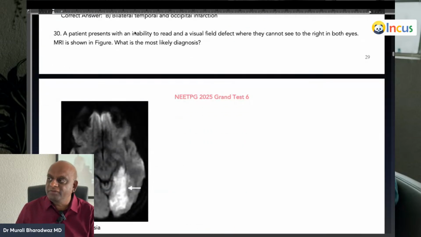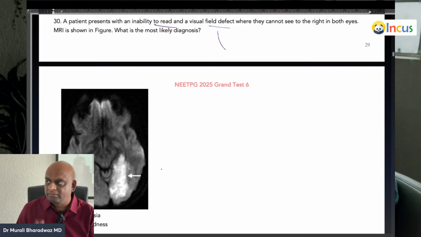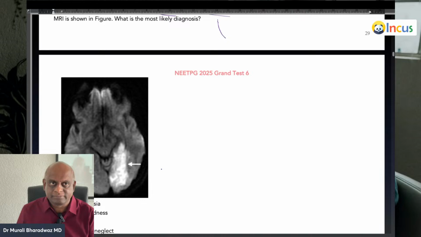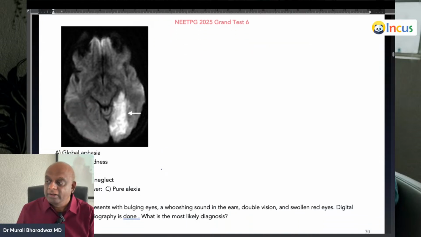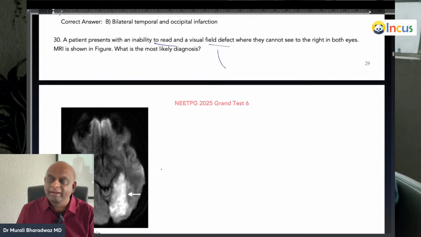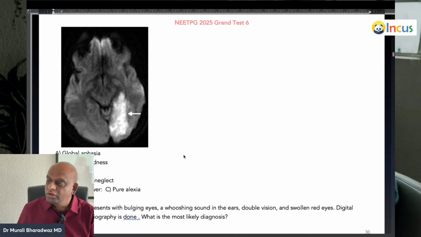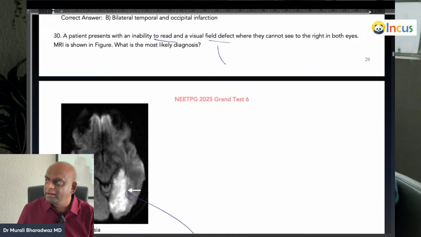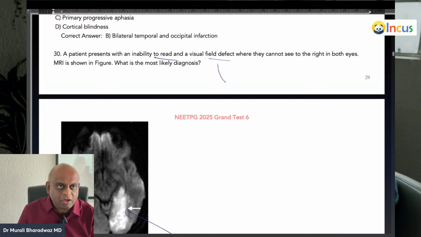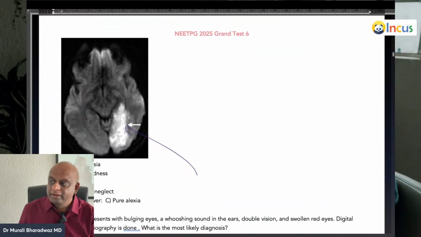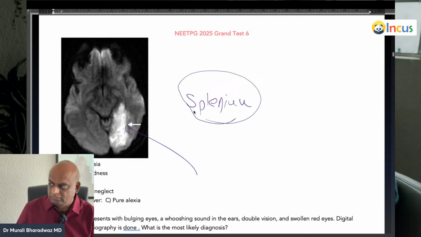Now, a patient presents with inability to read and a visual field defect where they cannot see the right in both the eyes. Hemianopia. So, typically what will he have? Whenever there is an involvement of the splenium, it is called splenium, then there is a development of pure alexia.